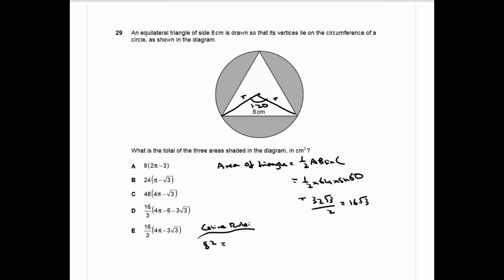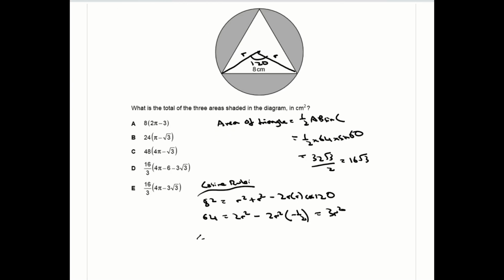You can then use the cosine rule to work out the radius of the circle. So a squared is equal to b squared plus c squared minus 2bc cos A. And this gives you a value for the radius of 8 root 3. The shaded area is then just the area of the circle, pi r squared, minus the area of the triangle, which comes out to 64 pi over 3 minus 16 root 3. And with a bit of manipulation, you can see that this is E.